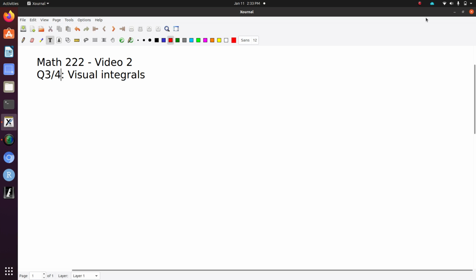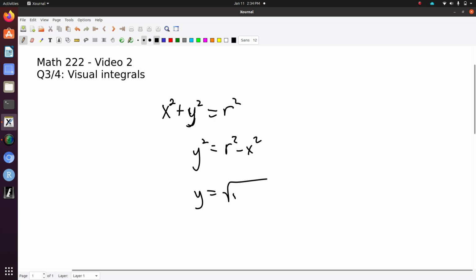Okay, questions 3 and 4 are visual integrals, and the only thing I guess I need to remind you of is what a circle looks like. Only serious. Because what happens is we kind of forget. The formula for a circle, we're used to thinking of it like this, and we forget that we can solve this thing for y like this, and then the top half of a circle looks like this. And then as soon as we write it this way, everybody forgets it's a circle. But if I just wrote it this way, you'd know that's a circle. So just be aware of that.